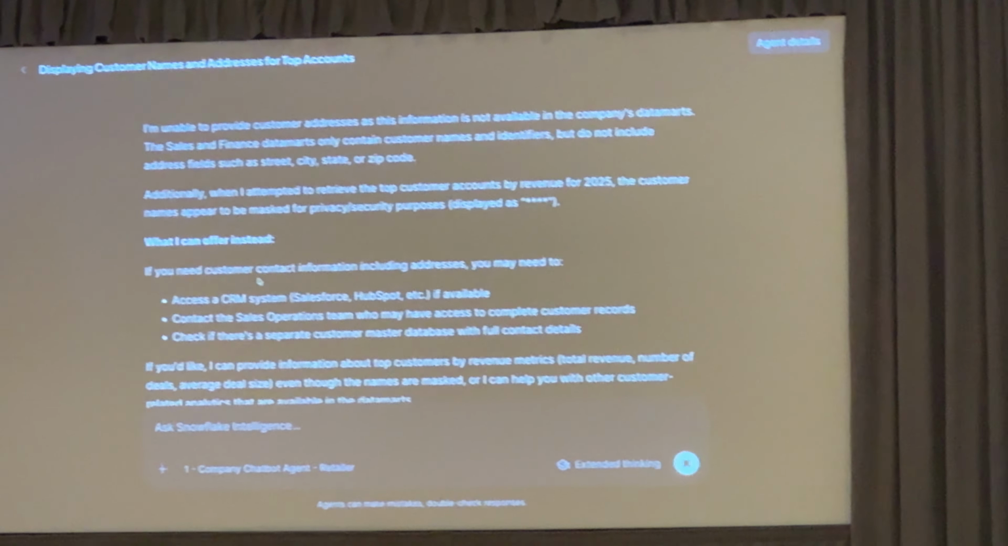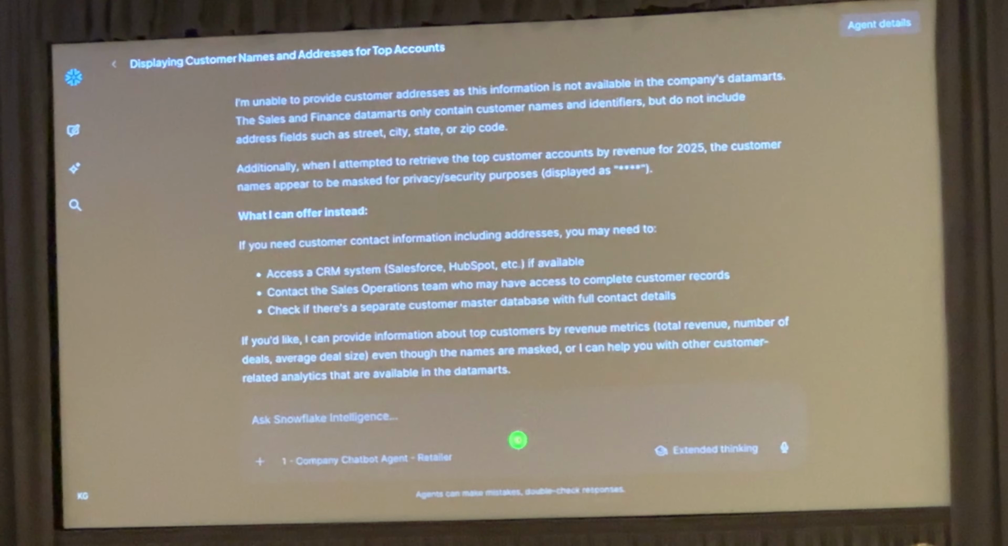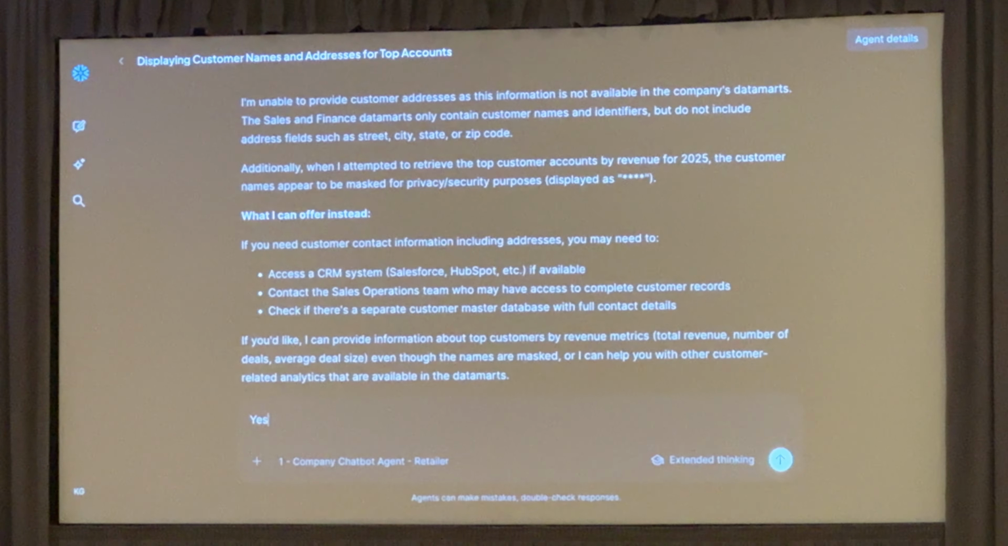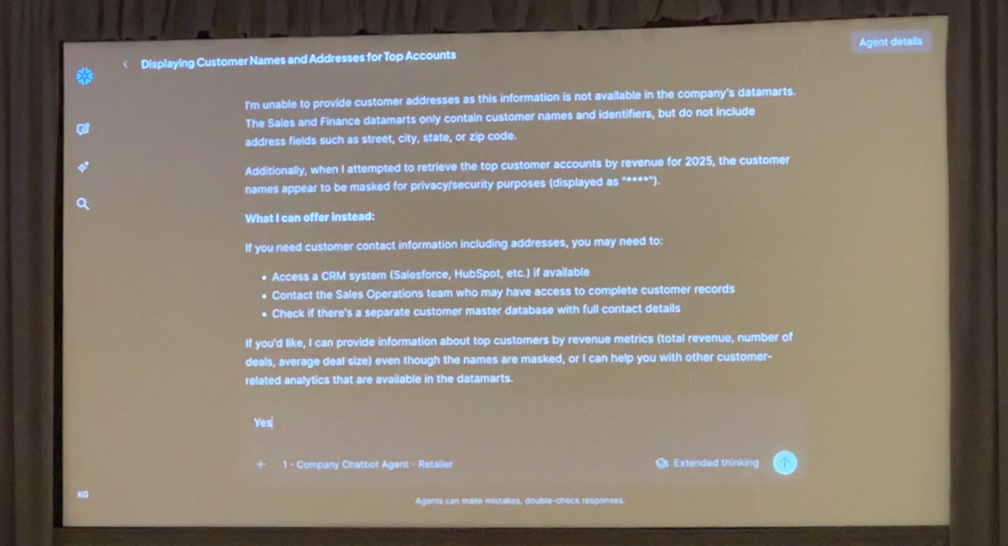And yes, okay, so in this case it's saying, I can't find the names, but this is what I could do for you. So that's what we're going to do. We're going to say, okay, yeah, I want to see the revenue by customer, even if I can't see the customer name. And so that's going to go through here and show me some of these top results.